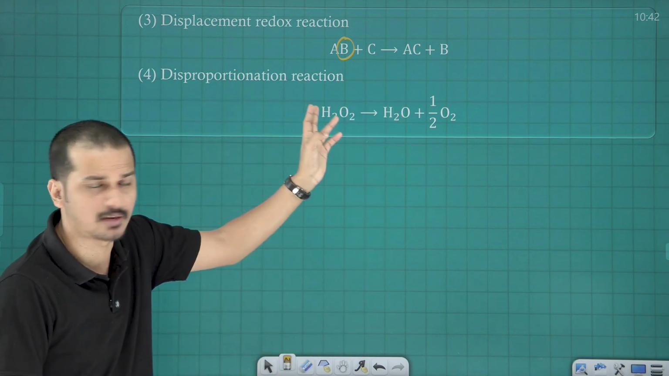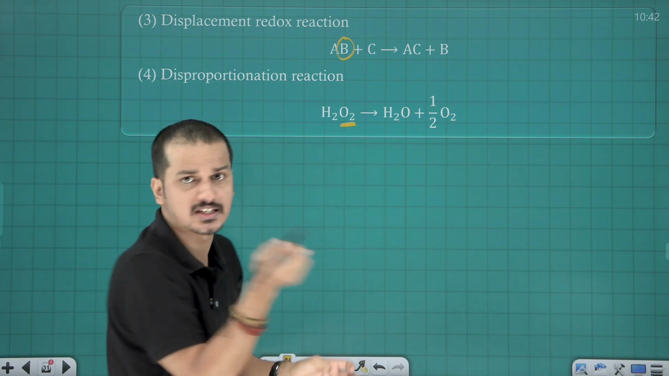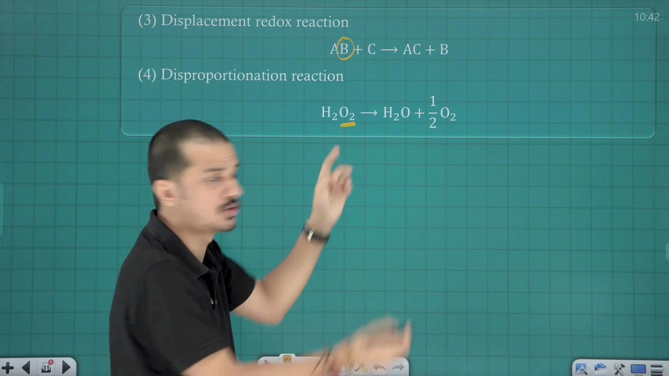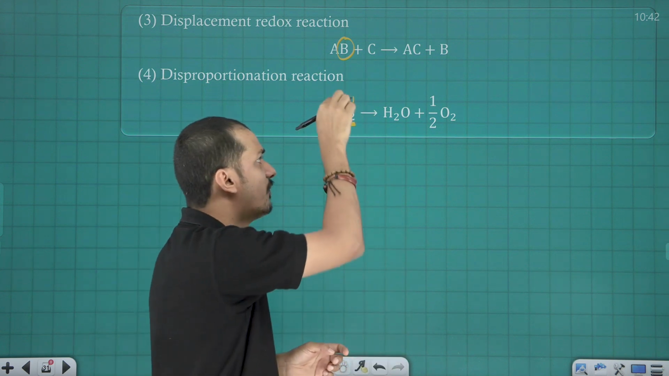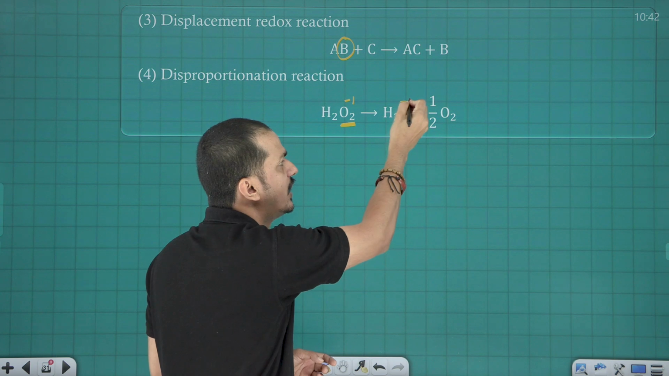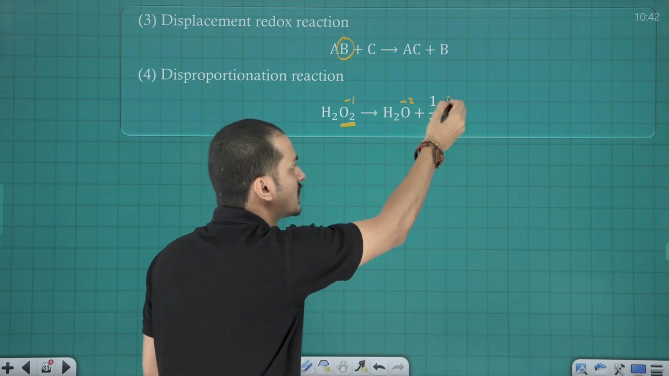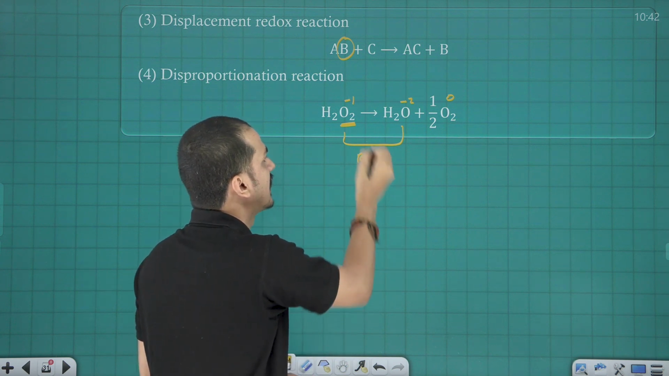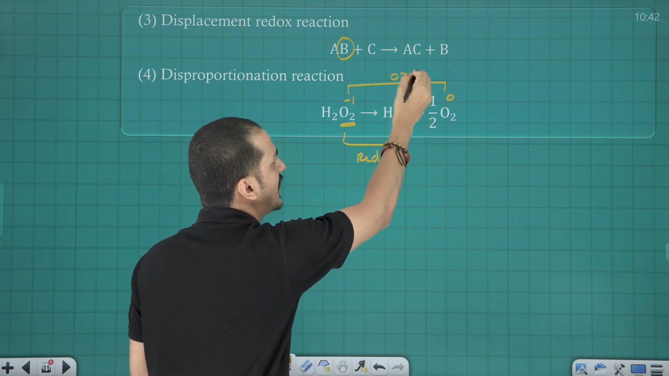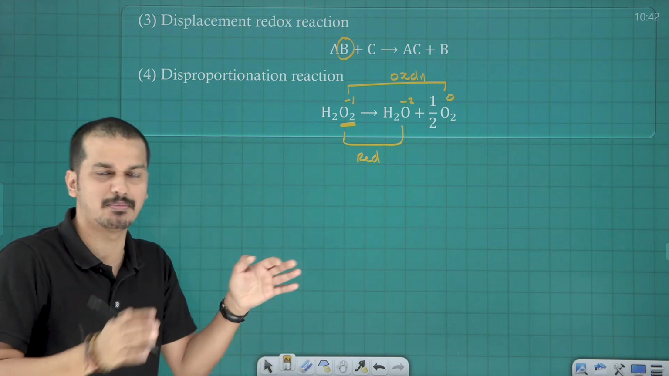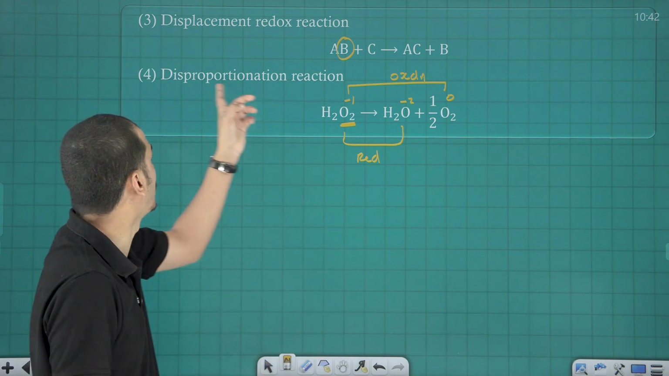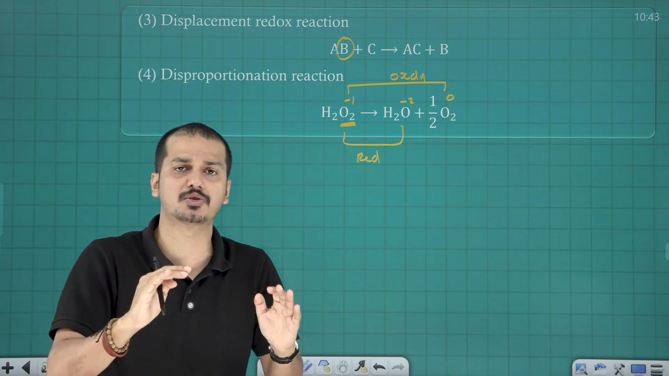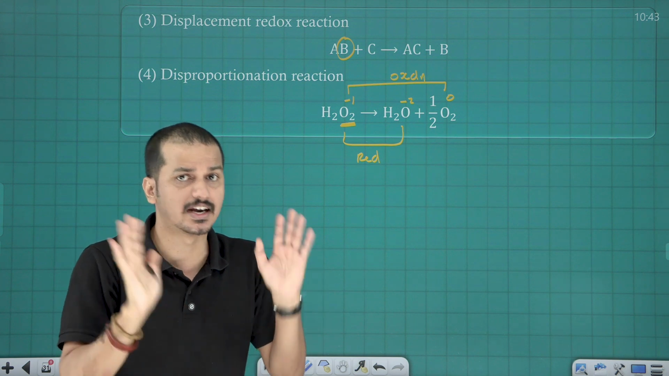Then disproportionation redox reaction means when the same element undergoes oxidation as well as reduction. For example, H2O2, oxidation number is -1. Whenever it undergoes reaction, it will become H2O, where oxygen oxidation state is -2, and O2, where oxygen oxidation state is 0. -1 becoming -2 means decrease, which is reduction. And -1 becoming 0 is oxidation. So the same element undergoes oxidation and reduction, increase as well as decrease. That is called disproportionation. So for disproportionation, the oxidation number of the element should not be the maximum or the minimum. Keep that idea in mind.